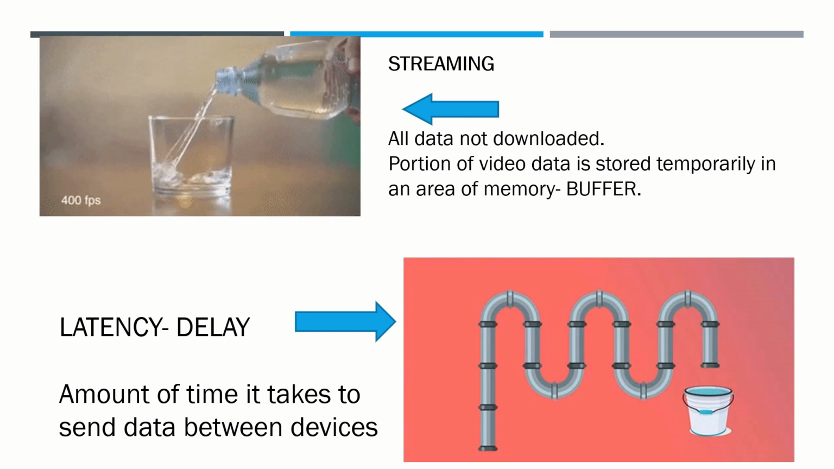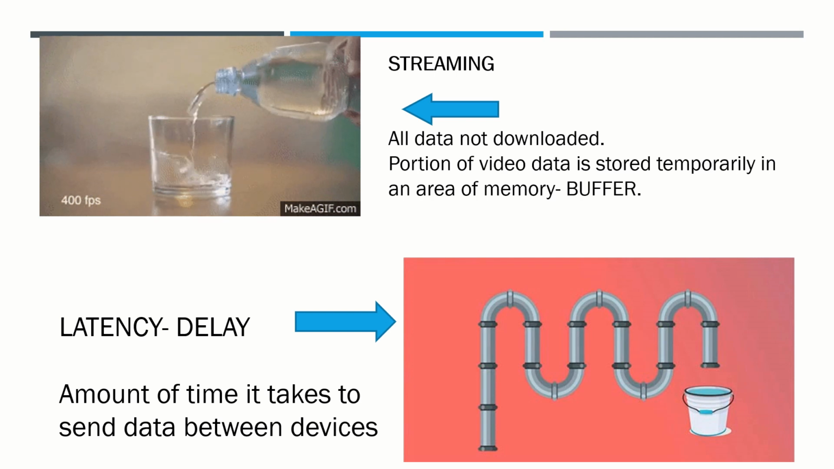Whereas for streaming, you need a good internet connection. It is not saved, so there is a chance of losing those files. So these are the differences between streaming and downloading. You can expect questions from this. Buffer, we have covered, so then latency.